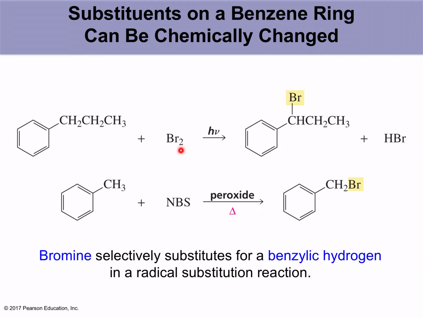Okay, for the reagent we use bromine and a photon of light. Another way, if you have toluene, is NBS, N-bromosuccinimide. In the presence of a peroxide and heat, you can brominate the benzylic carbon, CH2Br. Bromine selectively substitutes for a benzylic hydrogen in a radical substitution reaction. Okay, you guys remember the benzylic position, which is this position. The phenyl is this part, benzylic is this carbon.